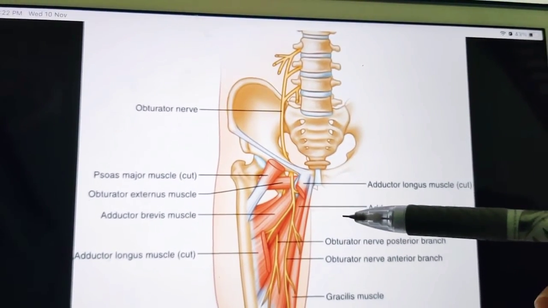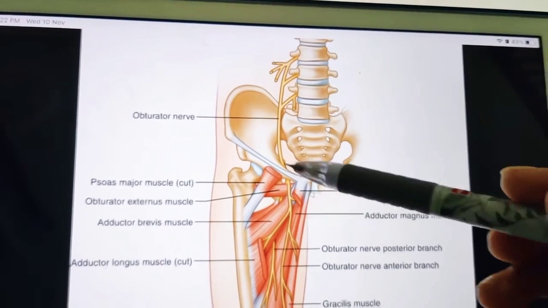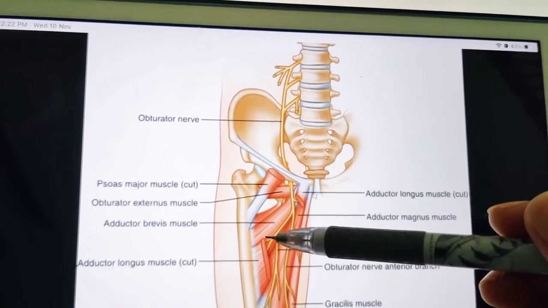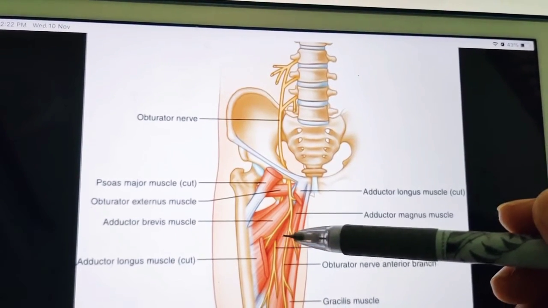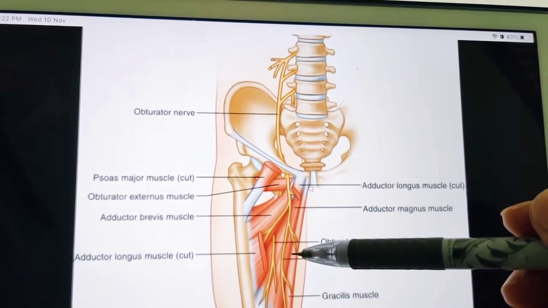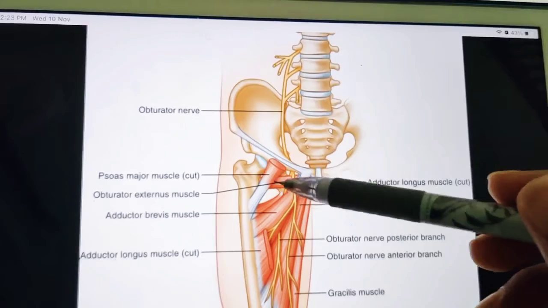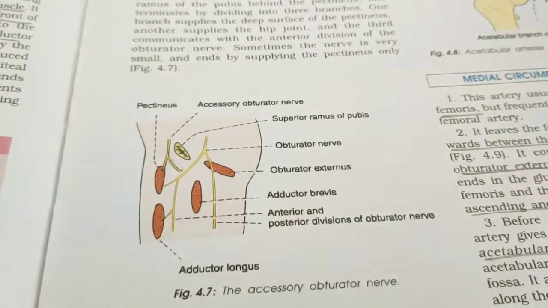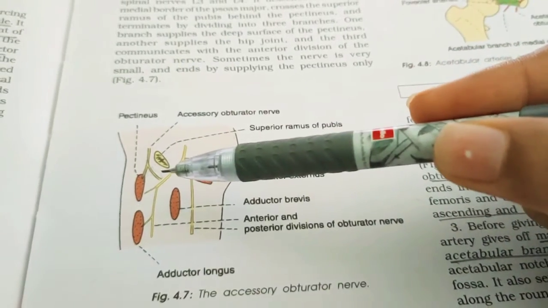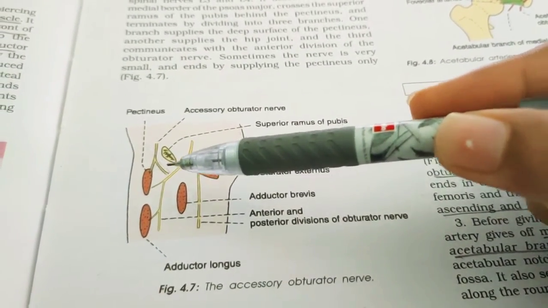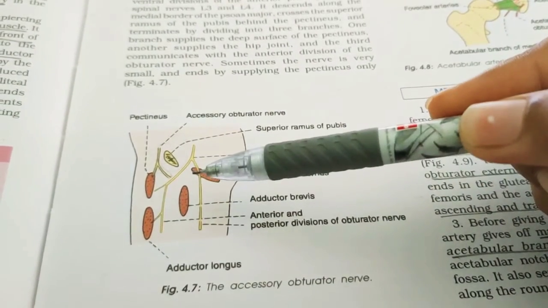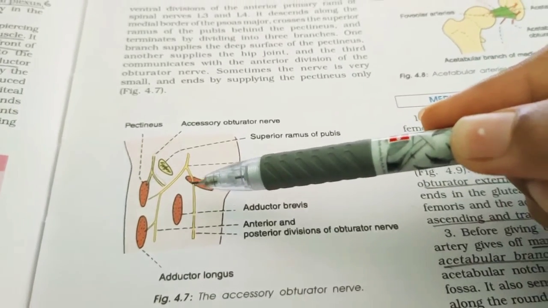One branch supplies the deep surface of the pectineus, another supplies the hip joint, and the third communicates with the anterior division of the obturator nerve. Sometimes the nerve is very small and ends by supplying the pectineus only. In this diagram you can see the accessory obturator nerve dividing into 3 branches. One is supplying the pectineus, one is going to the hip joint, and one communicates with the anterior division of the obturator nerve.